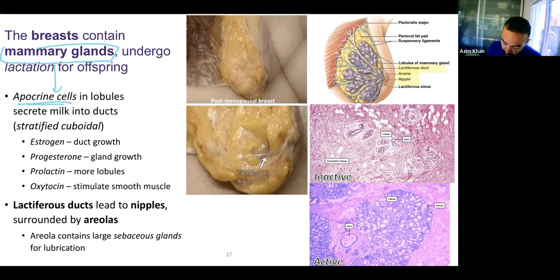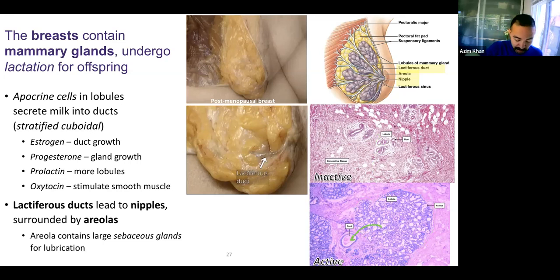If you take a look at the bottom right, let me change colors. If you take a look at the bottom right, you can see an inactive versus an active breast, active mammary gland. These are lobules, and lobules will grow significantly with the right hormones, with estradiol and progesterone. These are actively producing milk by growing and shedding. And they secrete that milk into ducts, and those ducts lead out to the nipple.